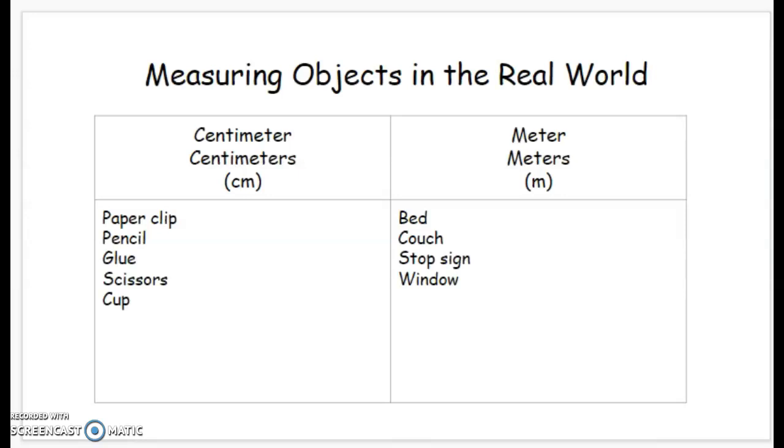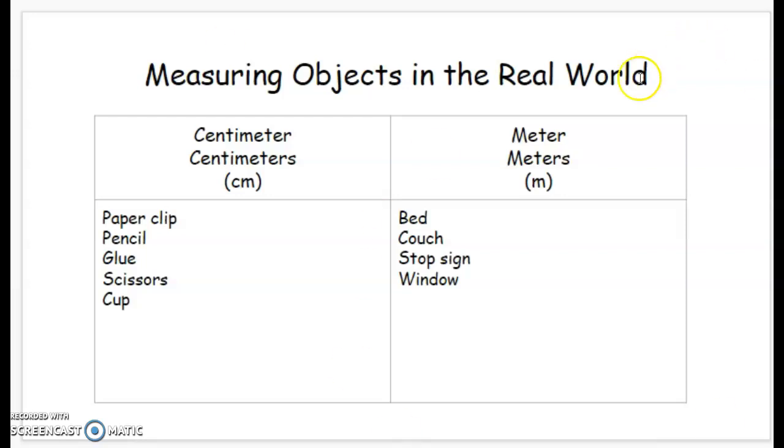Measuring objects in the real world with the metric system. Here's my chart with centimeters on this side and meters on this side. Remember, those centimeters are really small. It's kind of like if you hold your hand up in front of you, it's like the width of your pinky almost. So a paper clip would be good to measure in centimeters. A pencil, glue, scissors, a cup. So small items like we said for inch, but even smaller items you could do, like an eraser.